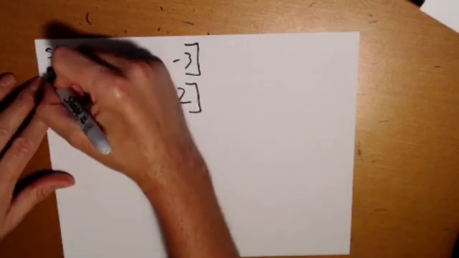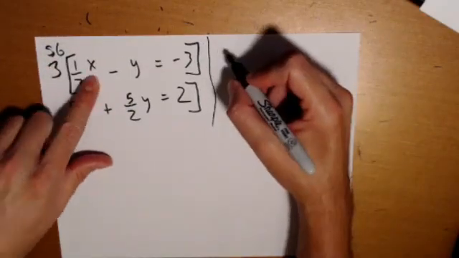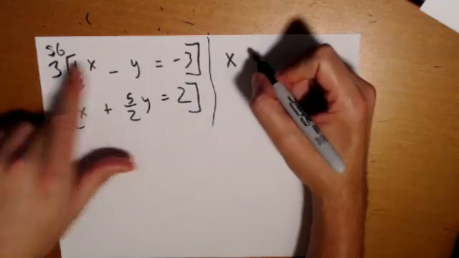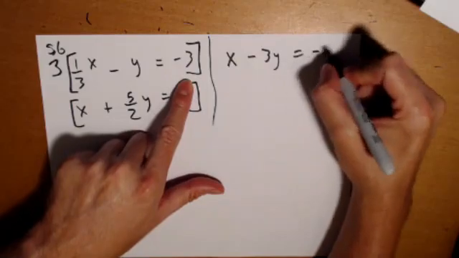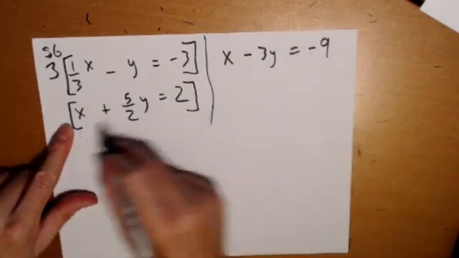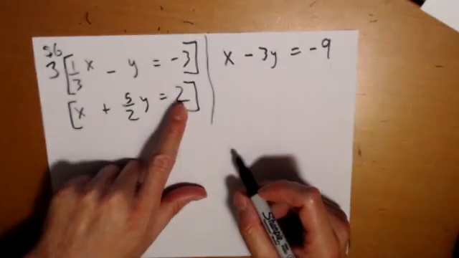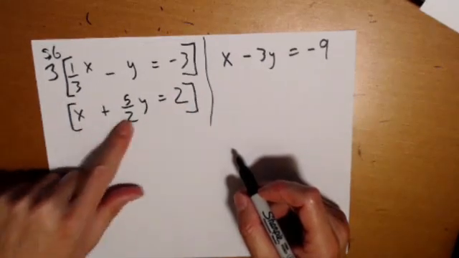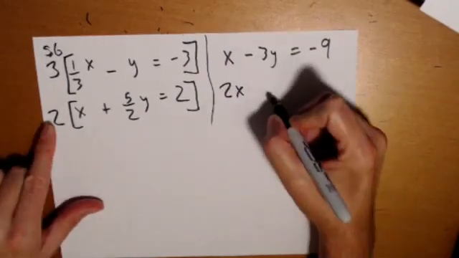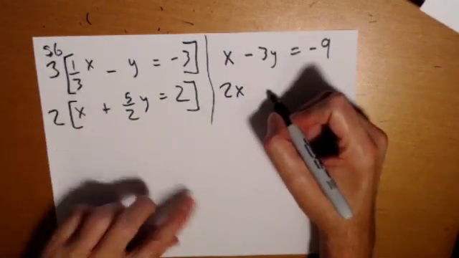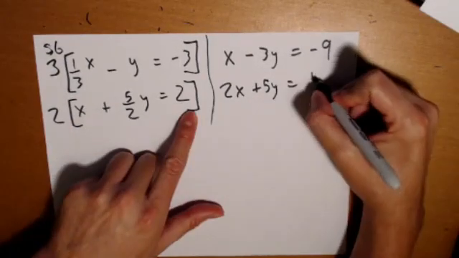So what if I multiply everything by 3? That would give me, so 3 times 1/3 just goes to 1x. 3 times a minus y, and then 3 times a minus 3. Okay? And now let's get rid of the fractions here. So it's over 1, over 2, over 1. So over nothing means over 1, right? So let's multiply everything by a 2. So 2 times x, 2x. 2 times a 5 halves, the 2's cancel, plus 5y equals 2 times 2 is 4.